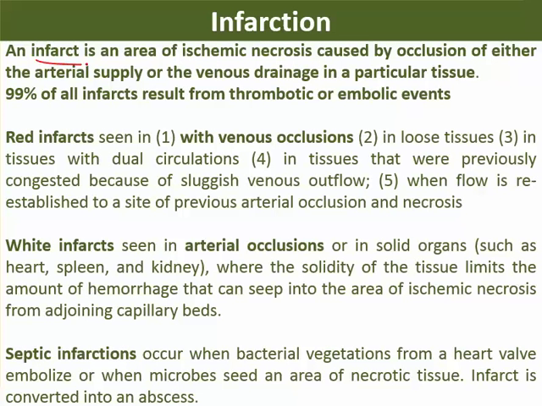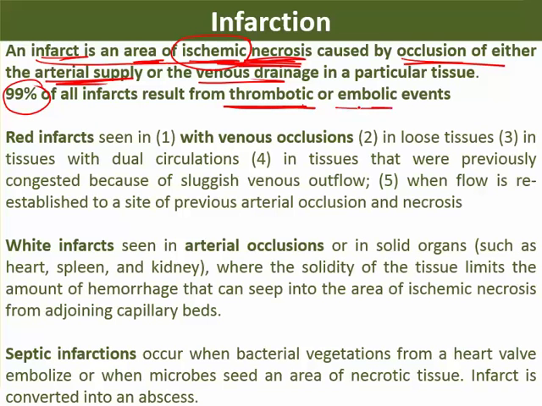Infarction is an area of ischemic necrosis. Here we are giving the definition: it is an area of ischemic necrosis due to occlusion of either the arterial blood supply or the venous drainage. In any blood vessel, if there is occlusion that produces ischemia and necrosis, it is called infarction. 99% of infarctions happen due to a thrombotic or thromboembolic event.